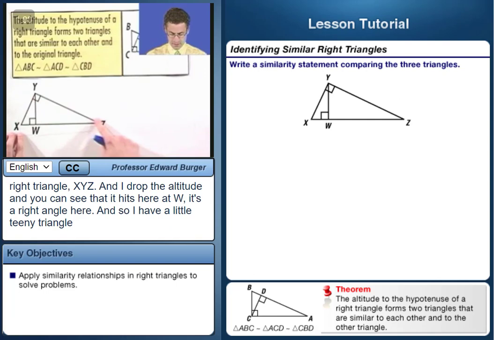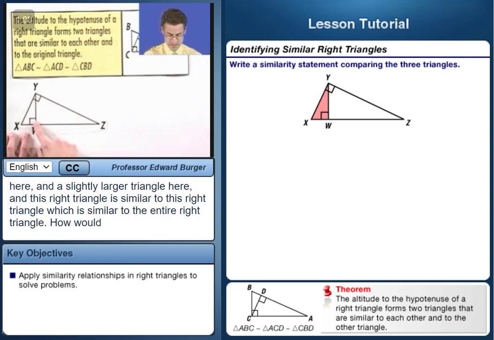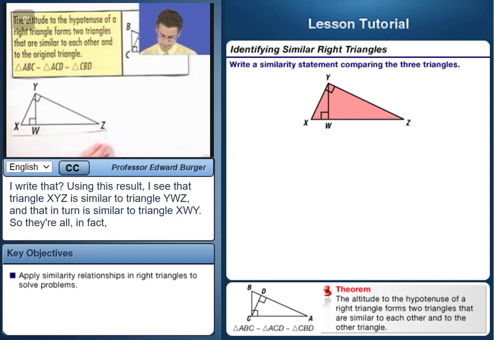So here's a right triangle, XYZ, and I drop the altitude, and you can see that it hits here at W. It's a right angle here, and so I have a little teeny right triangle here and a slightly larger right triangle here, and this right triangle is similar to this right triangle, which is similar to the entire right triangle. So how would I write that?